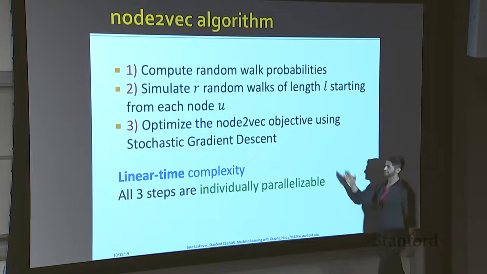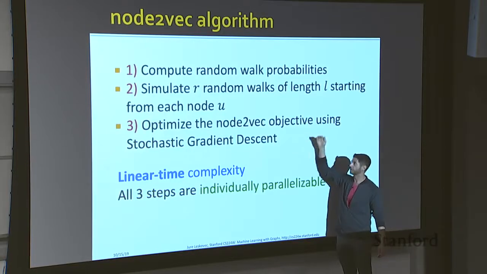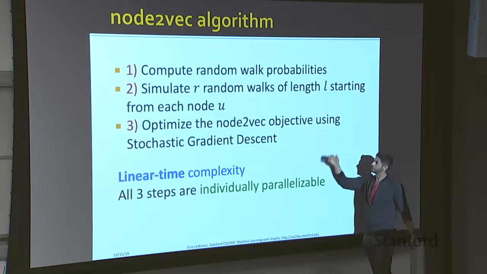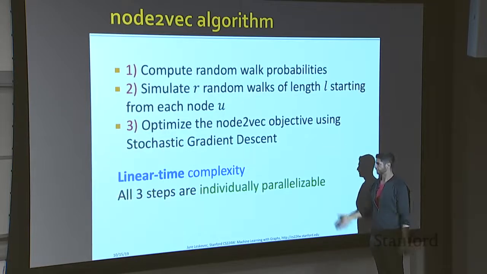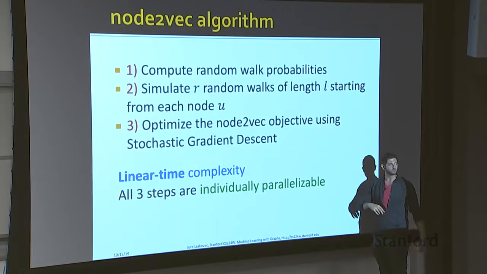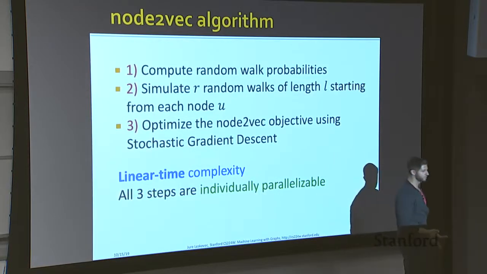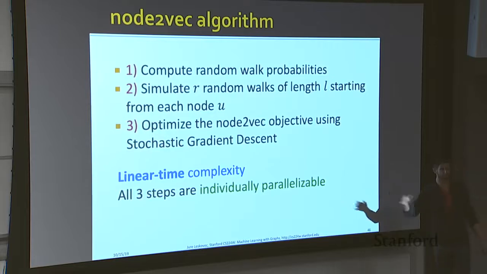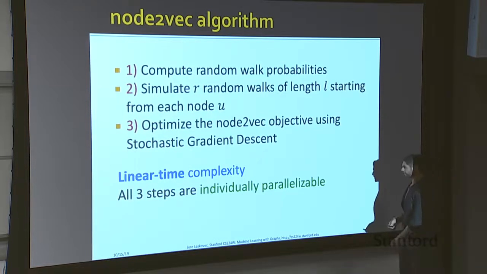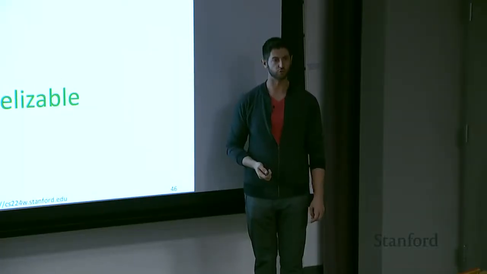Then everything else is exactly as before, so we optimize the same objective function through stochastic gradient descent. There are two pieces of good news in terms of efficiency. First, this is still linear time in complexity, because we just slightly changed the behavior of the random walk, but everything else in the optimization problem is exactly the same. Also, these three steps can be parallelized individually, so one can come up with a very fast implementation of Node2Vec. Any questions, or shall we jump to the next example?